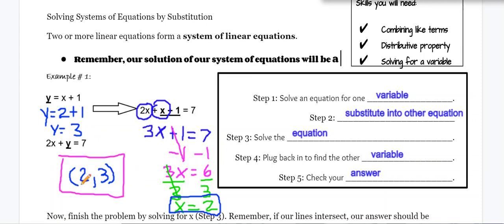All right, you can always check your work, right? So you can plug 2 in for x. What we did here, 2 plus 1 is 3. That's what we want, right? I could plug 2 in for x here. 2 times 2 is 4. And then I want to plug 3 in for y. 4 plus 3 will give me 7. That works. So I know that this is correct.